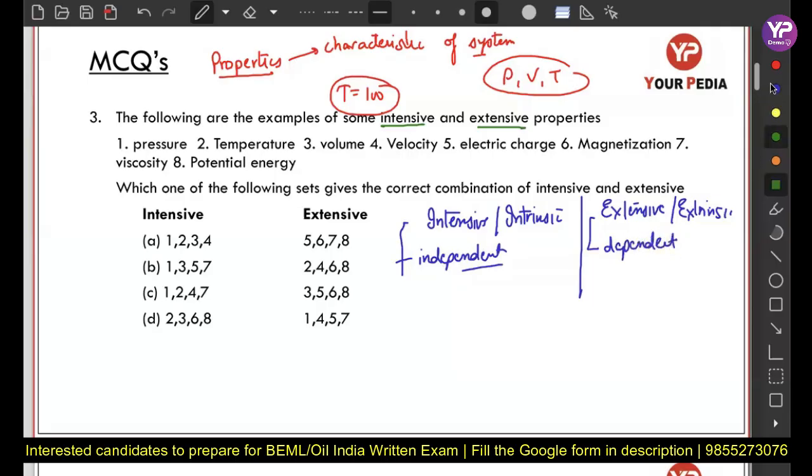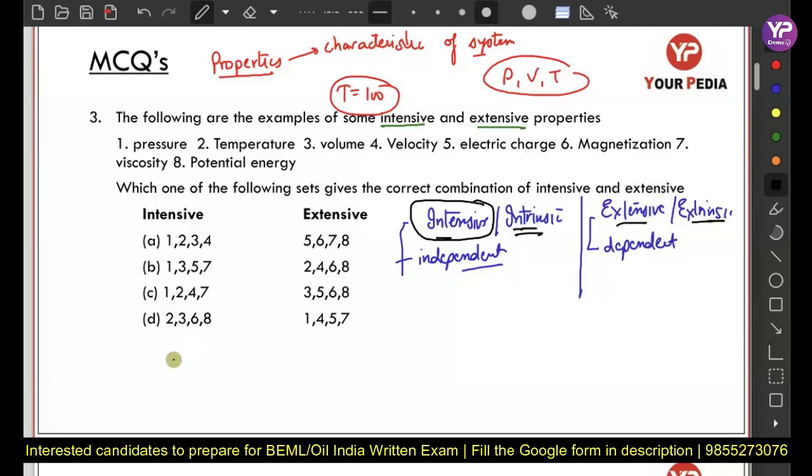Now, intensive is a word which we normally study in thermodynamics. Intrinsic is a word which is normally studied in material science, in your subjects. Extensive is again a word studied in thermodynamics. Extrinsic is a word studied in material science. Even though, from the definition point of view, intensive and intrinsic both have the same meaning, and extensive and extrinsic both have the same meaning, there is a slight difference between these two.